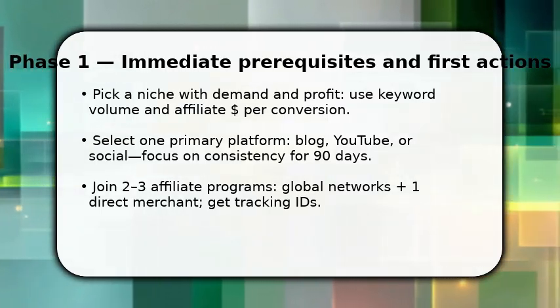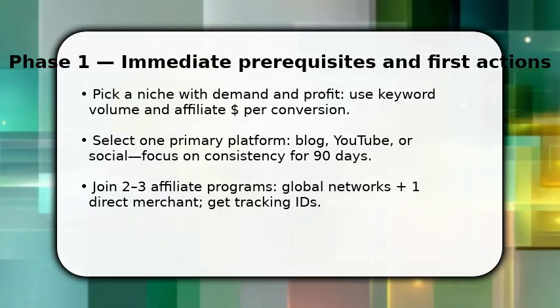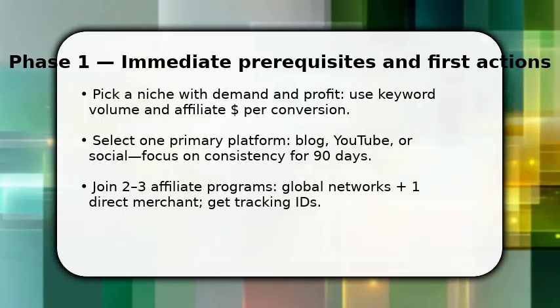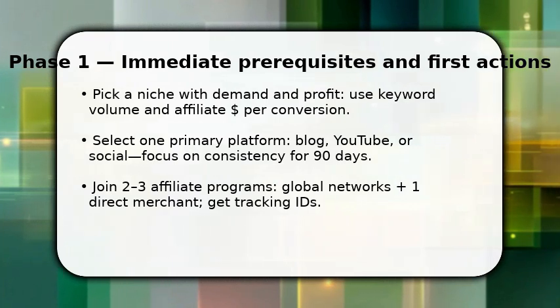Next, join 2 to 3 affiliate programs, including one direct merchant, so you have different commission structures. Make sure to get a tracking ID and note dashboard access. These first steps prime you for measurable tests and quick wins.